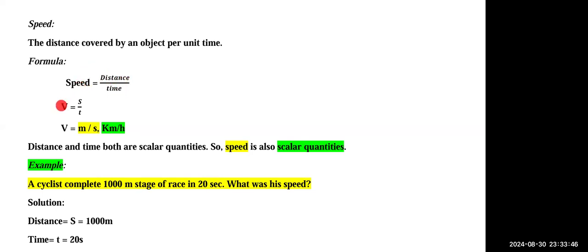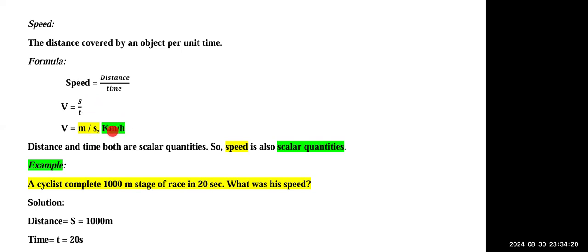Speed is represented by v, distance is represented by capital S, and time is represented by small t. Remember, capital T is used to represent the time period, and sometimes we use capital T for temperature also, but in that case we will use small t. Distance is measured in meter and time in second. It is the system international unit. Sometimes we use kilometer per hour.